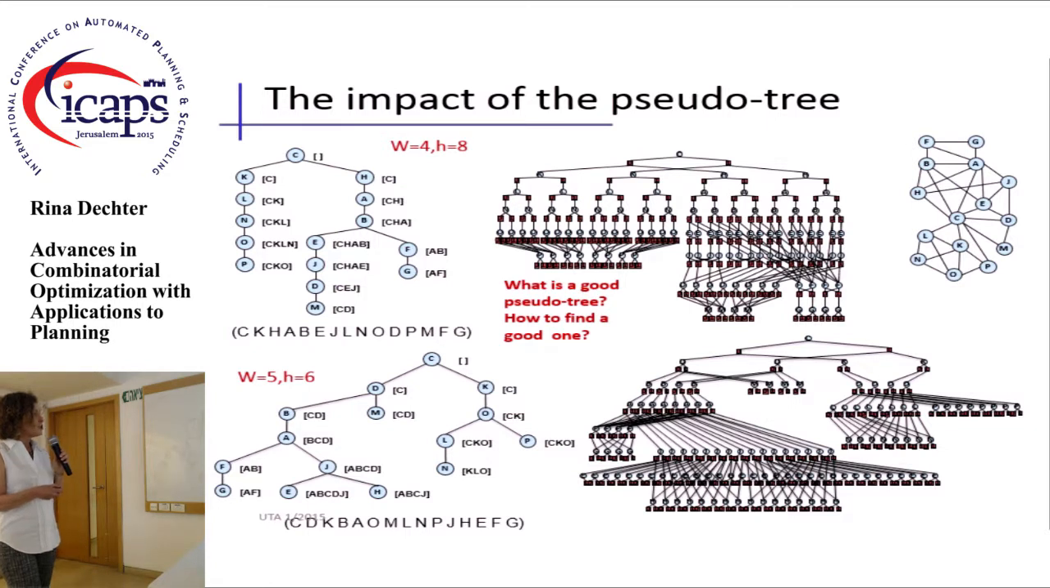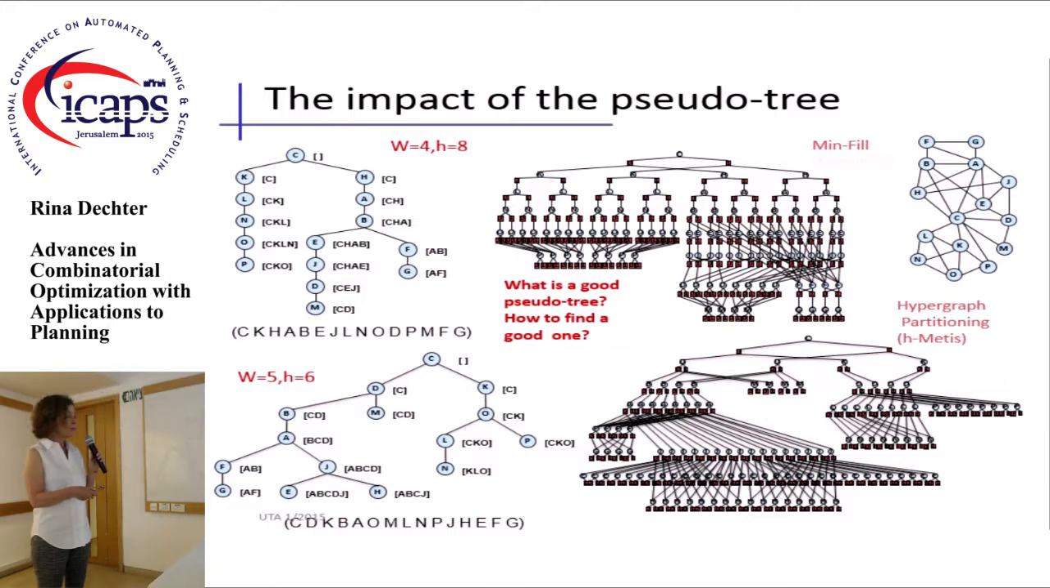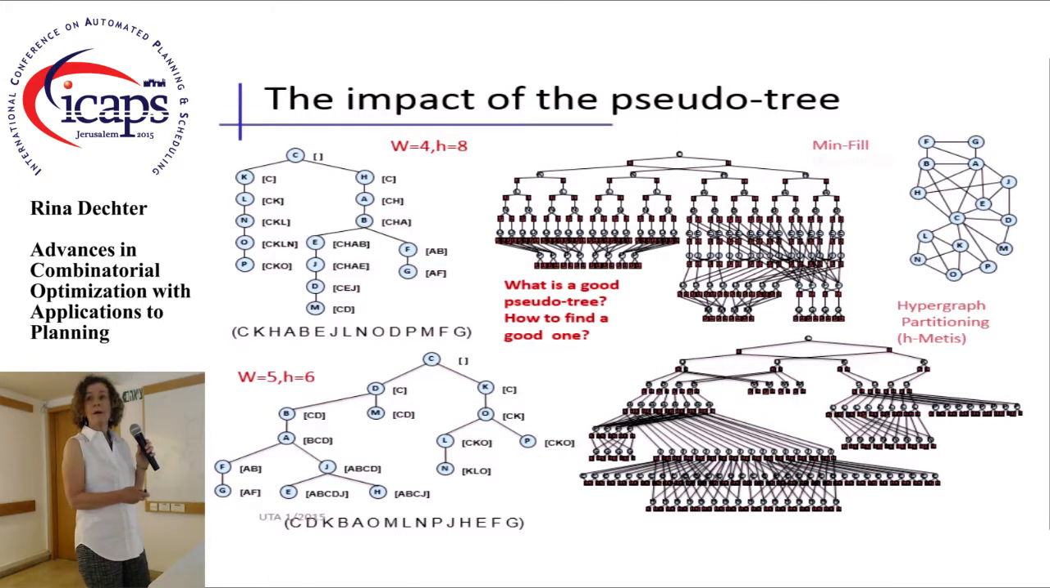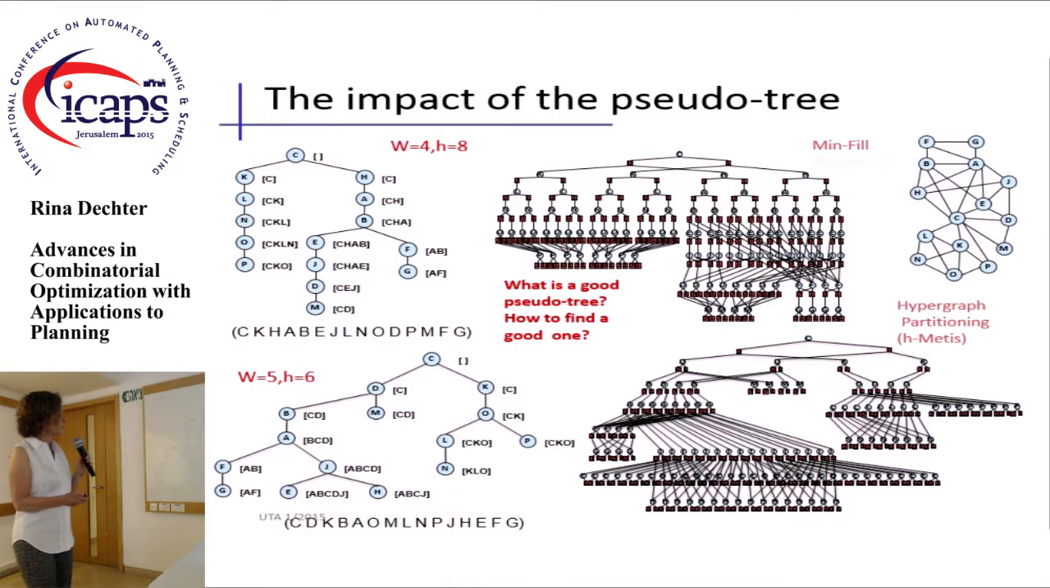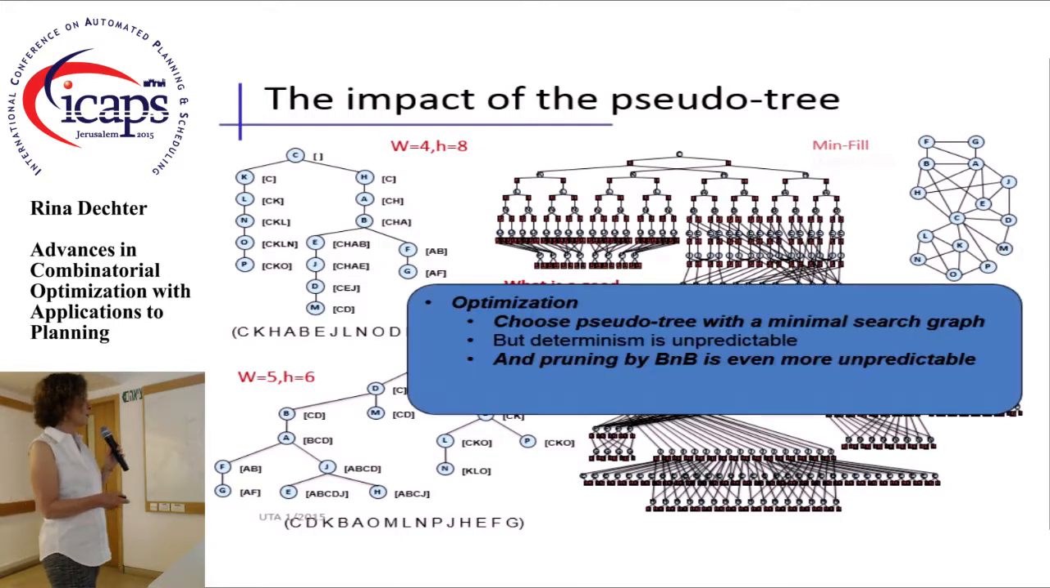And in general, there are two algorithms that are popular. They are both approximation algorithms. Min fill algorithm is a known greedy algorithm to order the variables. Hypergraph partitioning is another. This one tends to generate small induced width graphs, but high heights. These ones tend to generate small height, but higher induced width. And it depends on whether you are doing caching or not, where you want to operate. So this is an open question. Choose a pseudo tree with minimal search graph, but that's what we want.